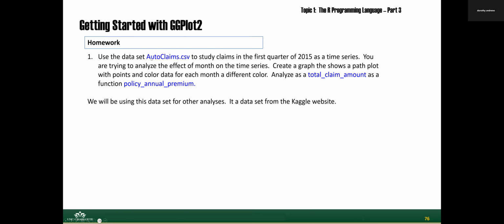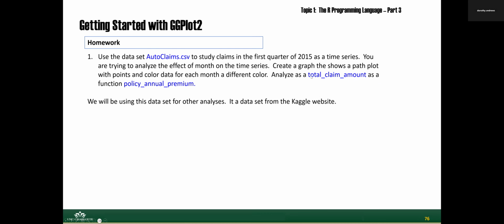So you're going to take the auto claims data set, and you're going to study the claims in the first quarter of 2015 as a time series. You're trying to analyze the effect of month on the time series. So just like we were trying to understand the effect of year, now you're going to understand the effect of month. And you're going to create a path plot with points and color the data for each month a different color. So we already know how to do that.